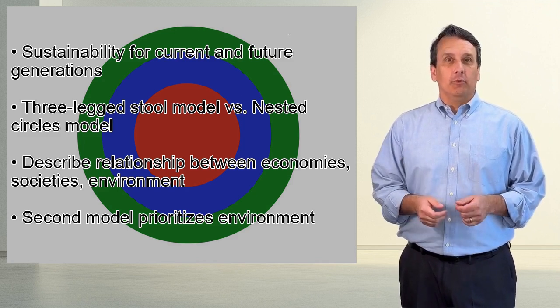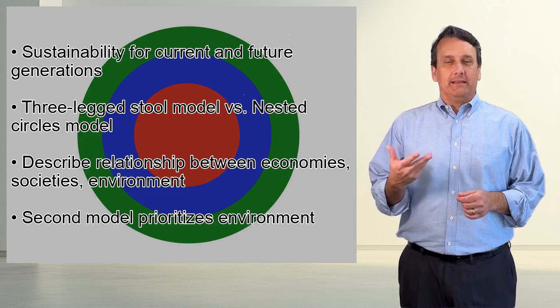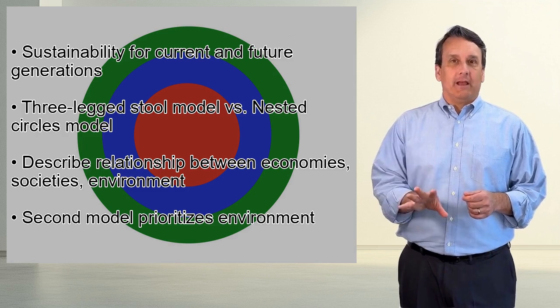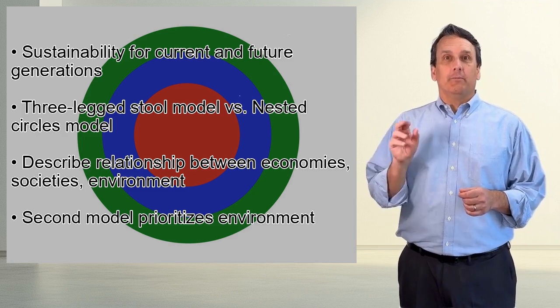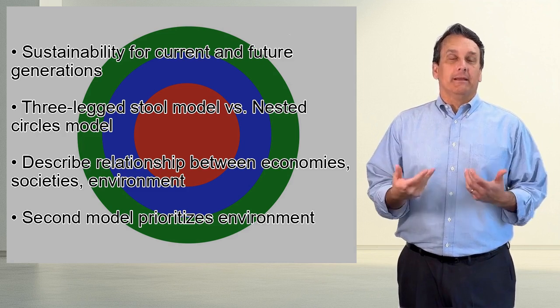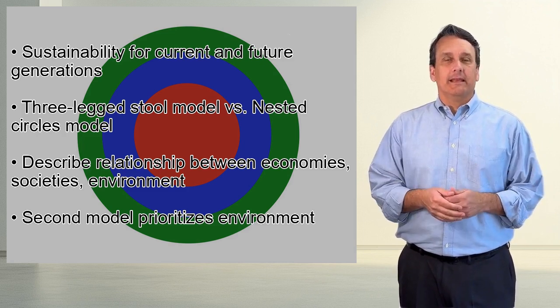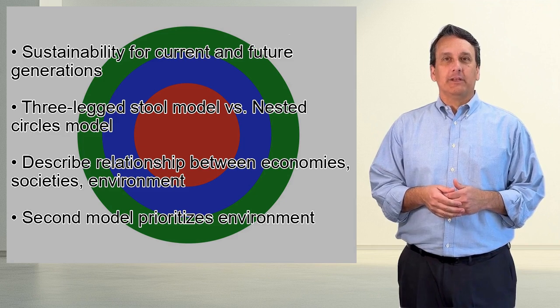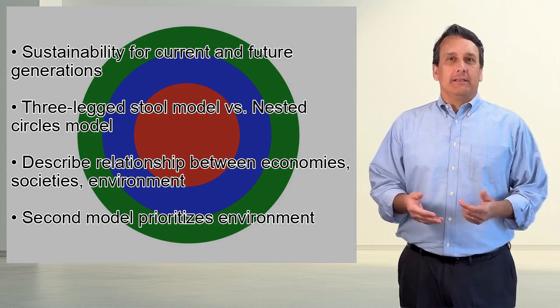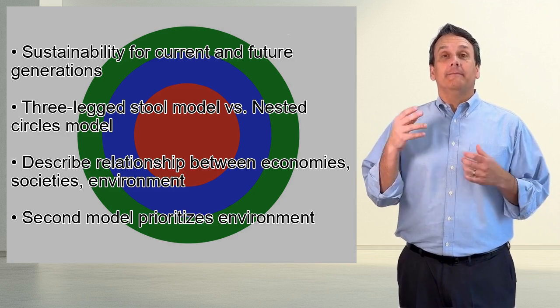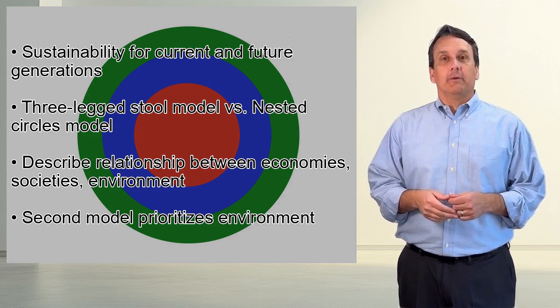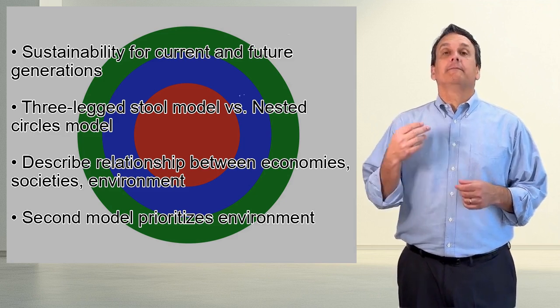The three-legged stool model suggests that society, the economy, and the environment are separate but equally important and must be balanced like three legs of a stool. In contrast, the nested model implies that economies are inside societies and societies are within the environment. I prefer the nested model because it accurately reflects reality.